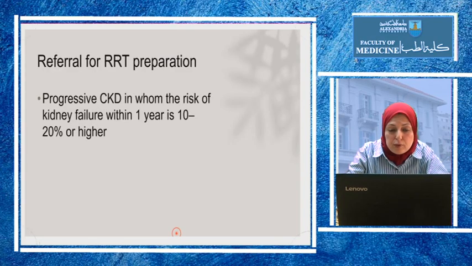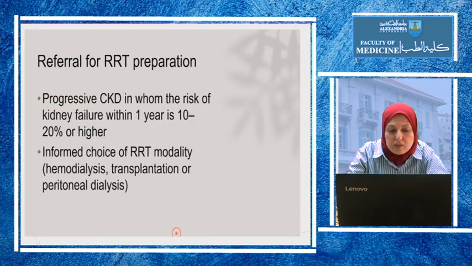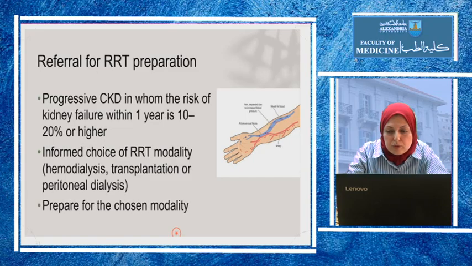If there is progressive chronic kidney disease and the risk of kidney failure is more than 10 to 20% within the next year. And again, we should educate the patient about the options and prepare for the chosen modality.